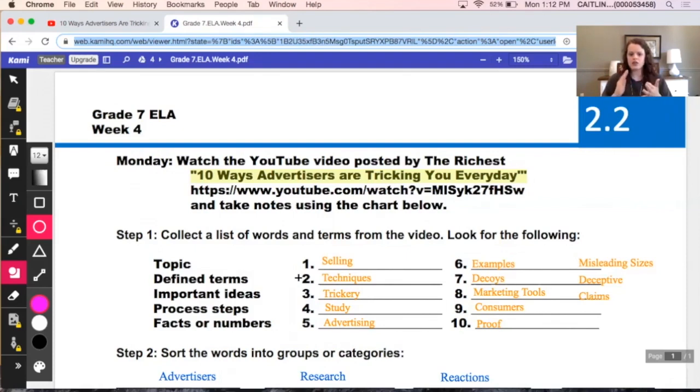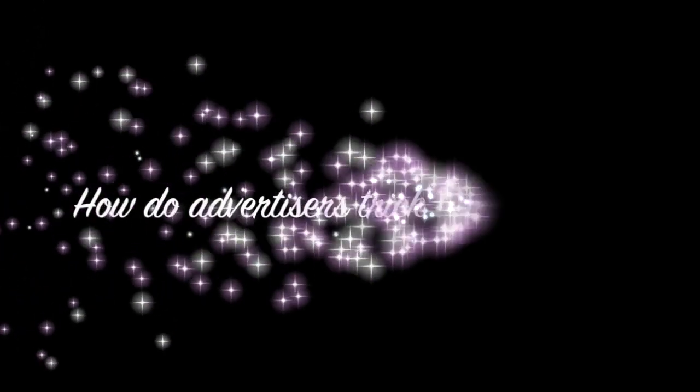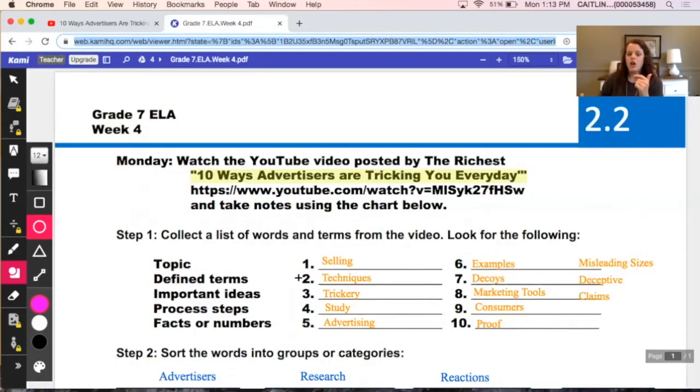And then I also came up with the words examples, decoys. I came up with examples because the video gave us several examples of how advertisers do that. How do advertisers trick us every day? And the rest of my words are specific terms, defined terms that they gave us that were examples of how they trick us, such as decoys, marketing tools, misleading sizes, deceptive claims.